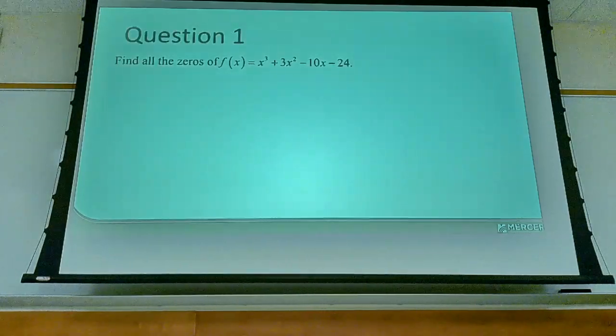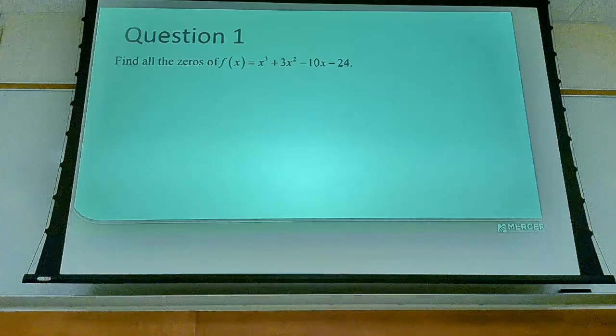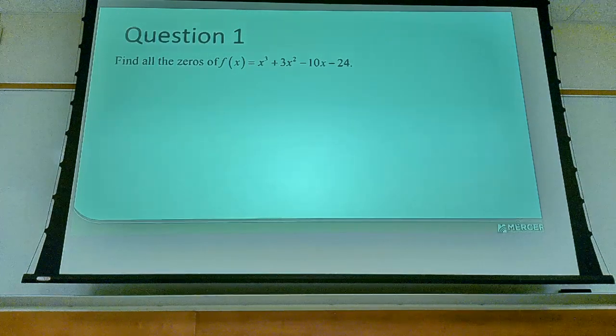So let's start off with the simple cubic. The degree of this polynomial is 3. So we're going to have 3 zeros. Notice it's saying find all of the zeros, so they also want the complex. So we know we have 3 of them. Here's the general strategy. Start by listing out the possible rationals.